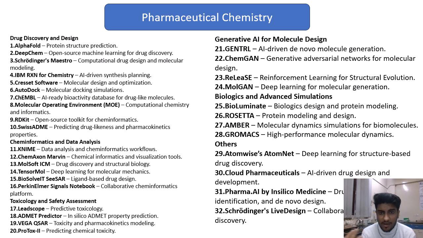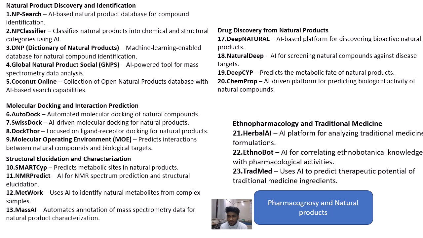For generative AI, you have Gentrial. This is a very good and upcoming software where you can use reinforcement learning for structural evolution. You can just look at it for more detail because in this video, due to constraints of time, we cannot discuss everything. So you can type in the comment section if you have anything you want me to explain in detail. We'll definitely have a detailed video on the same.